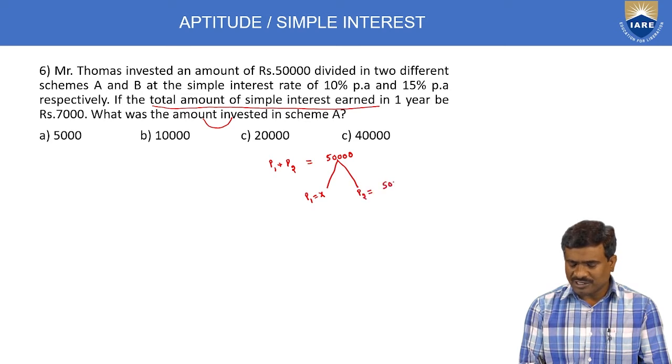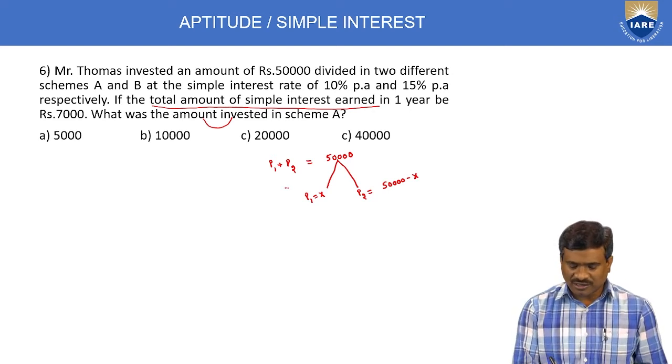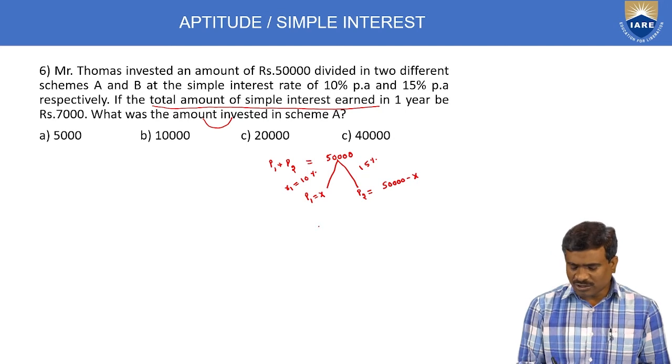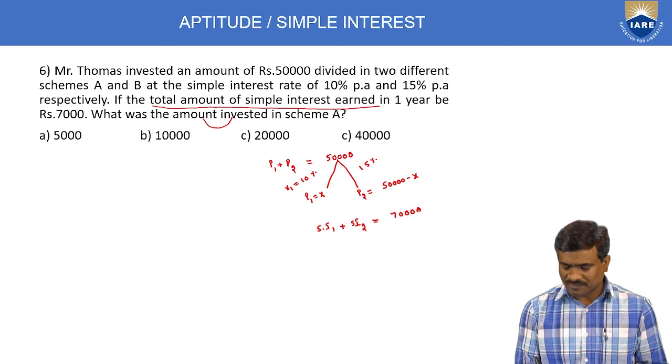Then P2 is equal to 50,000 minus X rupees. Next, rate of interest per annum: 10% per annum for the first, 15% per annum for the second. Total income is nothing but total interest: SI1 plus SI2 is equal to 7,000.